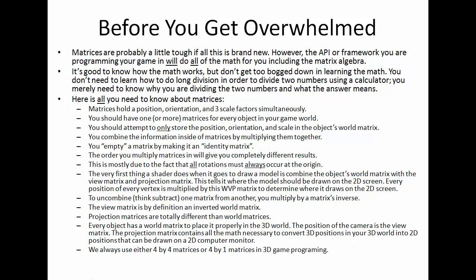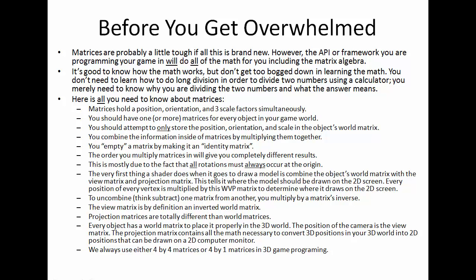Matrices hold a position, orientation, and 3 scale factors simultaneously. So matrices are primarily just a way of describing where an object is in the 3D game world and what direction it faces. Or maybe I should say world matrices are that. The projection matrix is a little bit different, but we'll cover that. You should have one or more matrices for every object in your game world. You should attempt to only store the position, orientation, and scale in the object's world matrix. The next video I'll do is actually on gimbal lock, and I'll explain that better in the gimbal lock video.